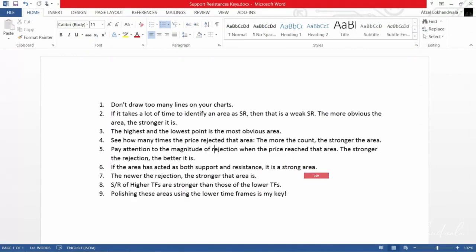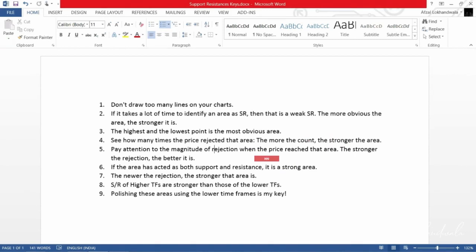Do not worry. You do not need to remember these points. You just need to look at these points whenever you draw supports and resistances. With time and with practice, you will tear this list apart and these points will be implanted in your heads. We just need practice and we just need discipline when you watch my videos. Now let us discuss each point one by one.